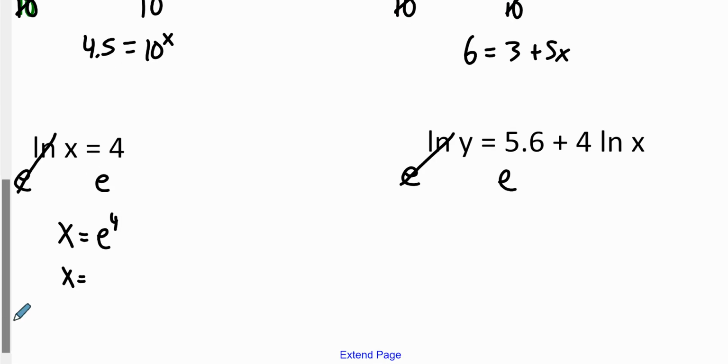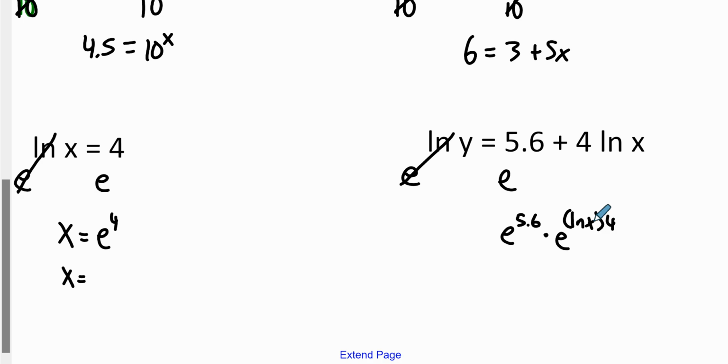So here, it would be e to the 5.6 power times e to the natural log of x. I'm going to put the 4 in front. You can switch that around. I'm going to put that 4 outside of parentheses just because it'll work out nicer in the end. So I'm currently left with y equals all that.